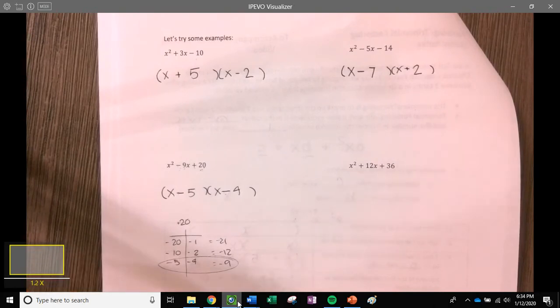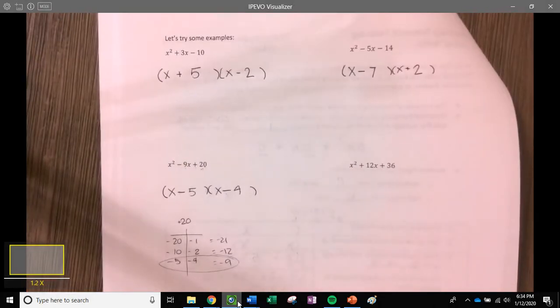Nothing wrong with that. I'm not going to judge your process. I'm only going to judge your final answer. So as long as you get it right, I really don't care how you get there unless I specify on the question that you have to show me something in particular. But otherwise, if you need to make a table, make a table. Make all the tables you want.